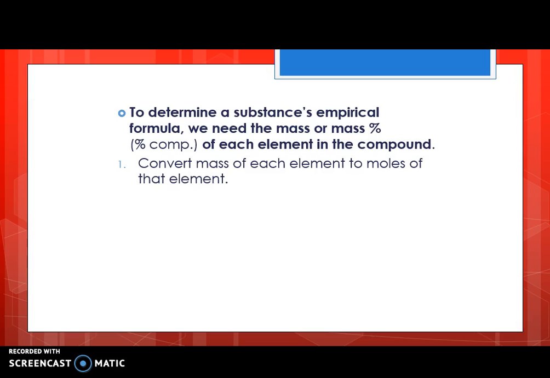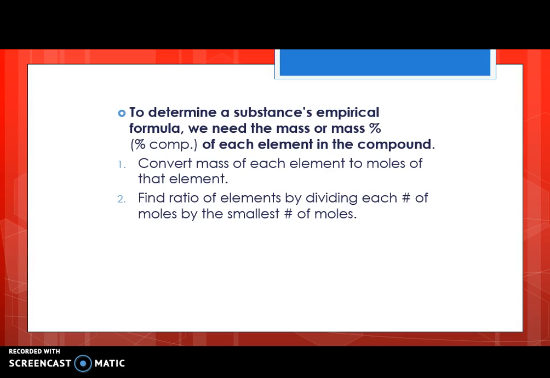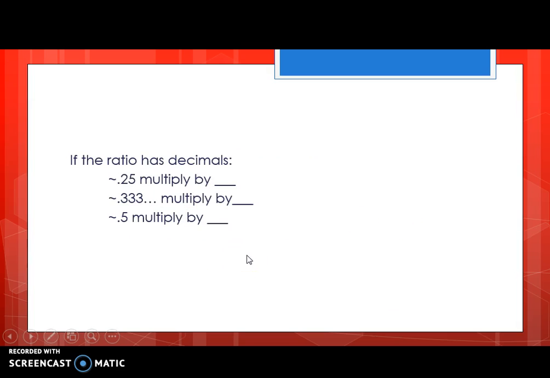Once you have that, you're going to convert the mass of each element to moles of that element. You're then going to find the ratio by dividing by the smallest number of moles. So that's an important step right there. Make sure you divide by the smallest number once you find them. And then you're going to use that ratio to write the empirical formula.